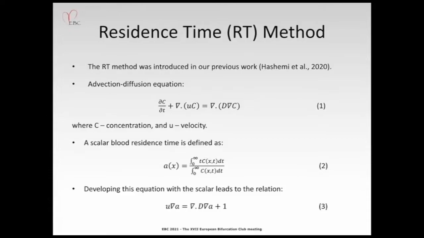The residence time method has been introduced and elaborated on previously by our group. We essentially use an advection diffusion equation as stated by equation 1. C is the concentration and U is the velocity of the flow. And then from that, a scalar blood residence time is defined as a ratio of integrals as per equation 2. And then if you combine equations 1 and 2, we come up with the field equation that allows us to solve for the scalar blood residence time, defined as A here.